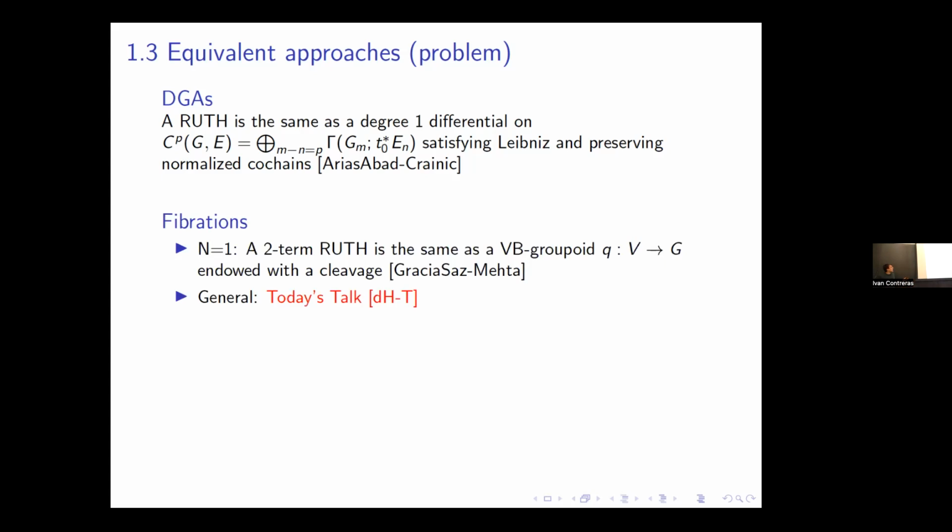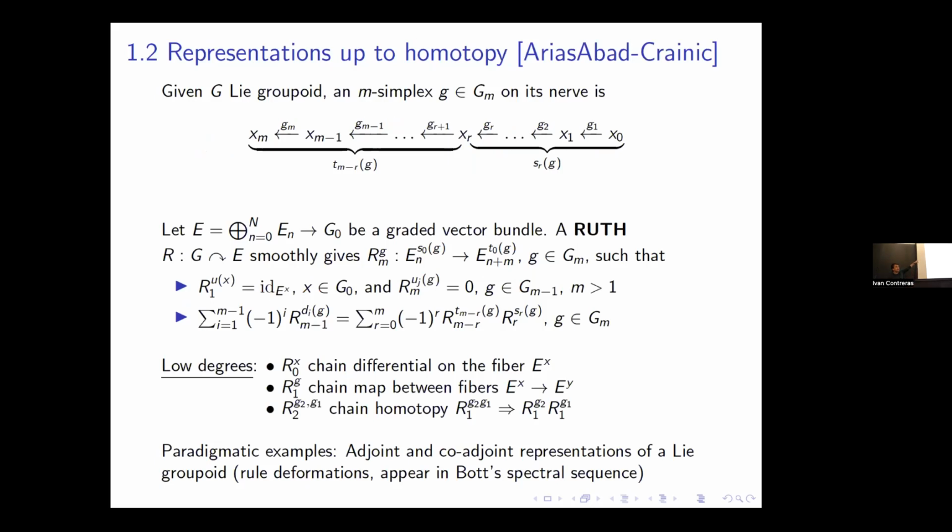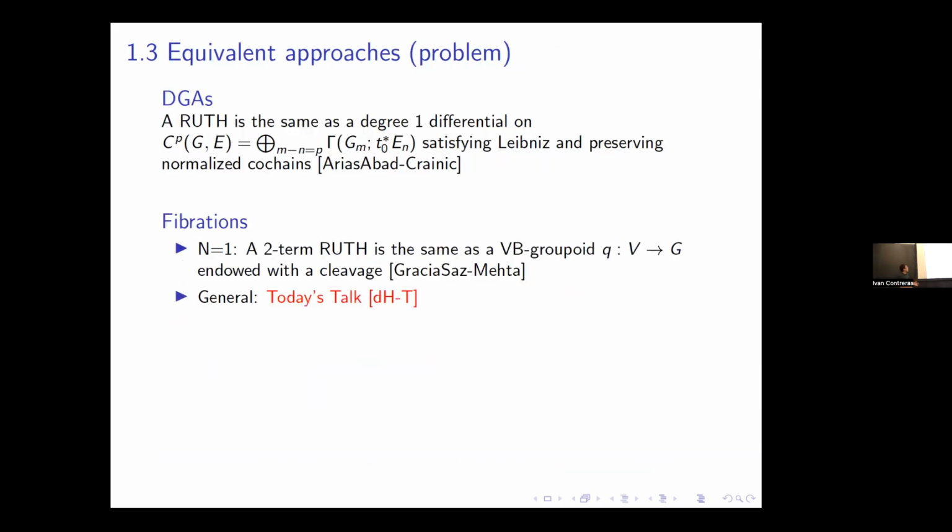And what about the fibration approach? The two-term case, which corresponds to n equals 1, remember that I use a vector bundle graded from 0 to n. So from 0 to 1 are two terms. This was done by Gracia-Saz and Mehta, where they showed that VB groupoids were in one-to-one correspondence somehow with two-term representations up to homotopy.